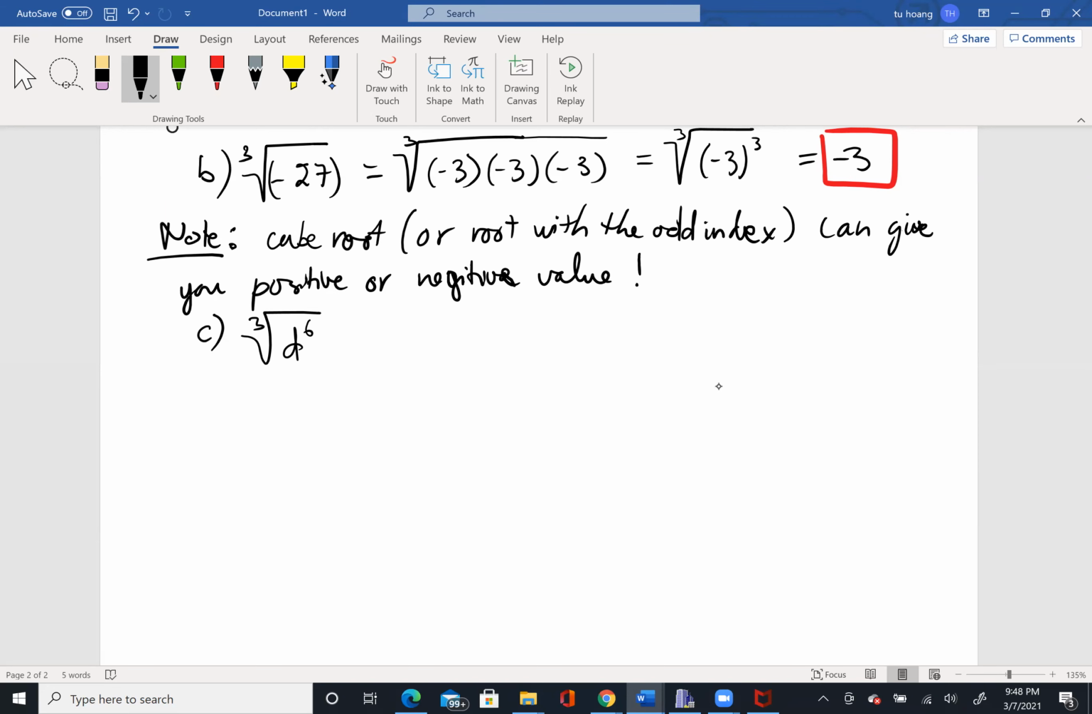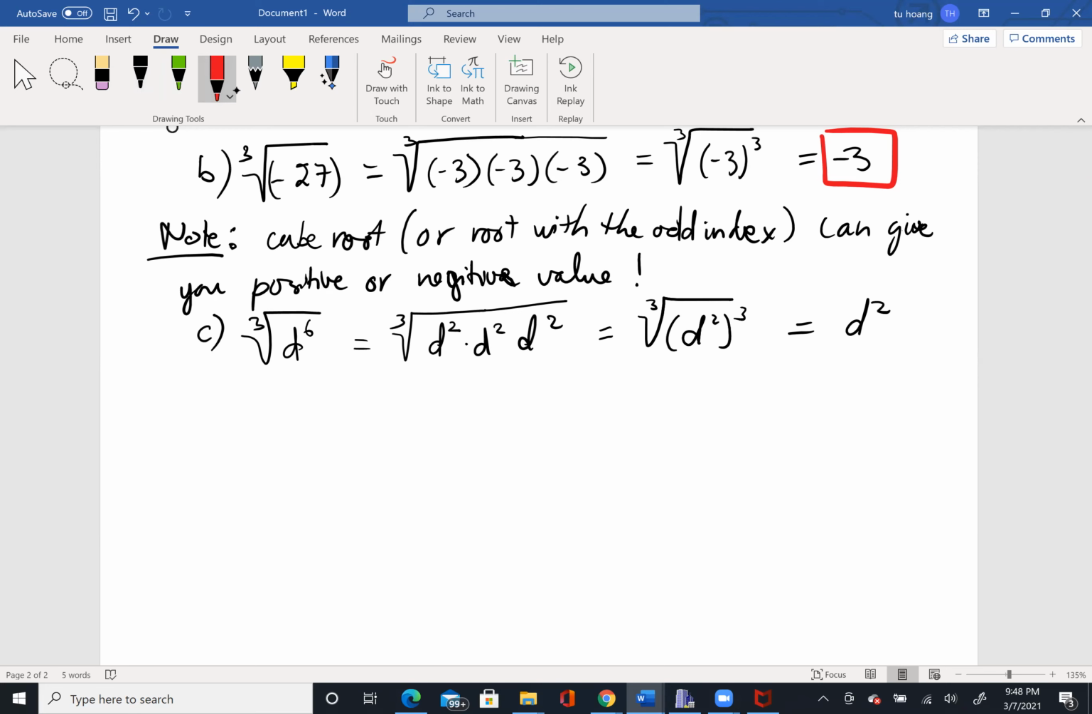What is that going to be? I can rewrite this, factoring d to the power 6 as d to the power 2 times d to the power 2 times d to the power 2. See that? You have 3 copies of d squared. And I can rewrite it as the cube root of d to the power 2, everything to the power 3. And then I can just have d to the power 2, since the cube root can cancel the power 3, right? That should be the answer.